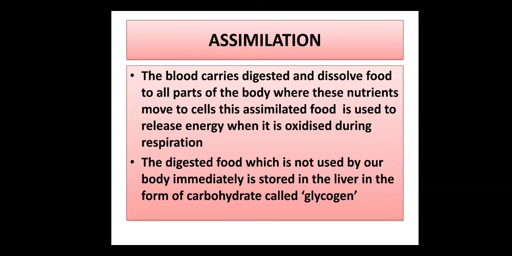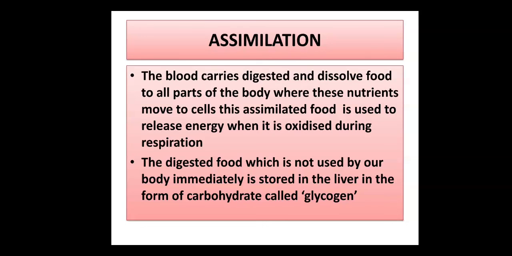And once the nutrient enters the cell, then that nutrient will need the what? Oxygen. And that requirement is fulfilled by our respiratory system. And that is known as oxidation. When the nutrient reacts with oxygen, the process is known as oxidation. And in this way the nutrient is giving what? Energy. So after the respiration only we are getting the energy from the nutrient. And this movement of nutrient from blood to the cell is known as assimilation.